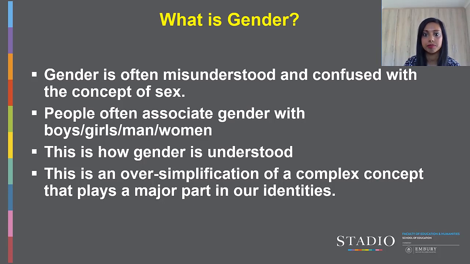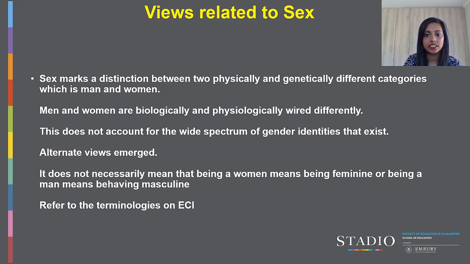Now, if we look at the views related to sex as opposed to gender, sex makes the distinction between two physically and genetically different categories, which is man and woman. In other words, with views that have come up in the past, we've only differentiated between two different types of sexes, which is man and woman. And basically what this entails is that men and women are biologically and physiologically wired differently. Now, these views do not account for contemporary or modern views.